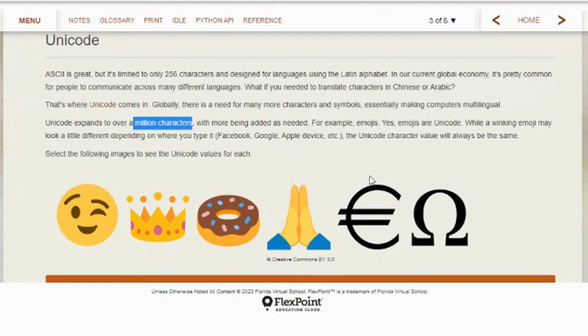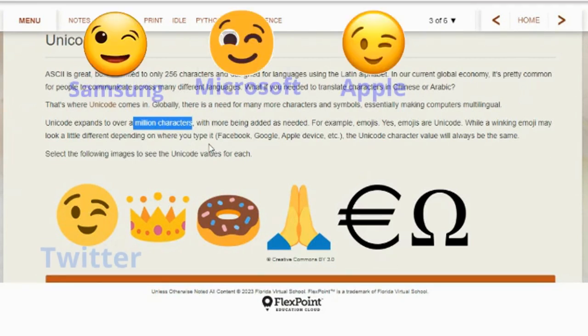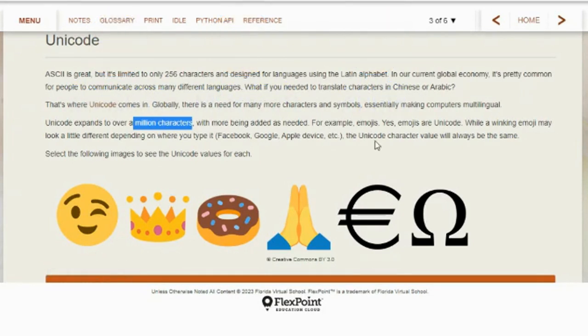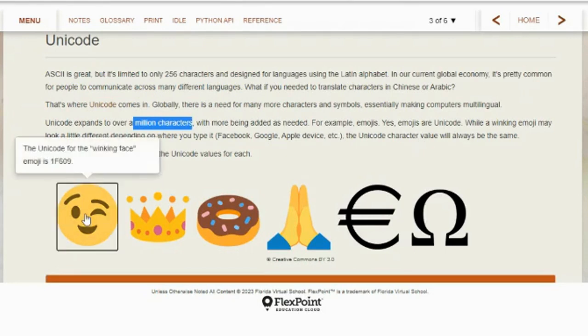How do you send an emoji to someone else? The computer has to translate it into Unicode. So while a winking emoji may look a little different depending on where you type it, right? Because each computer is going to interpret that winking emoji to look different. Use a Facebook, Google, or Apple device, whatever, you're going to see it look a little bit different. The Unicode character value will always be the same. So right here, when you click on this, the Unicode for the winking face emoji is 1F609.